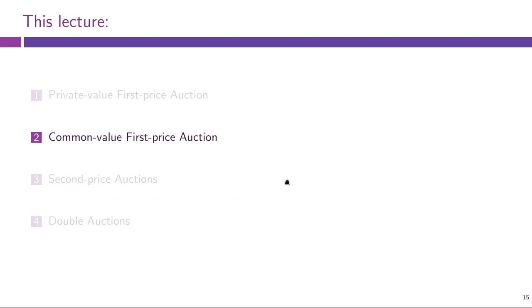Now, what we'll do in the second part of this lecture is we will first look at common value first price auction. Then we will take a second to look at second price auctions. Just to illustrate a point about the common value first price auction. And then we will spend about 5 minutes on double auctions.